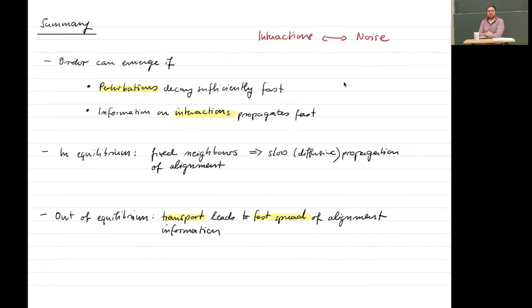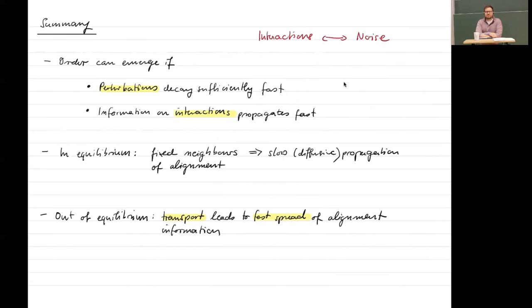In equilibrium, we've seen that you have a fixed number of neighbors. And if you have that, then you share information in a very slow way, diffusively. And then in equilibrium, you're not able to arrange long range order because you can always destabilize it very easily. Out of equilibrium, our neighbors can change. Now we're not always surrounded by the same neighbors, but if we have a little angle to our neighbors, then this neighbor transports our alignment information to other parts of the system.